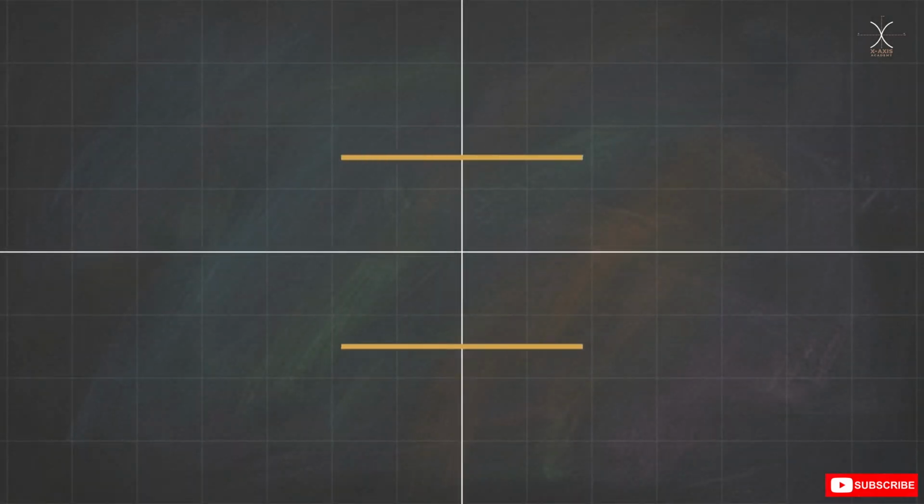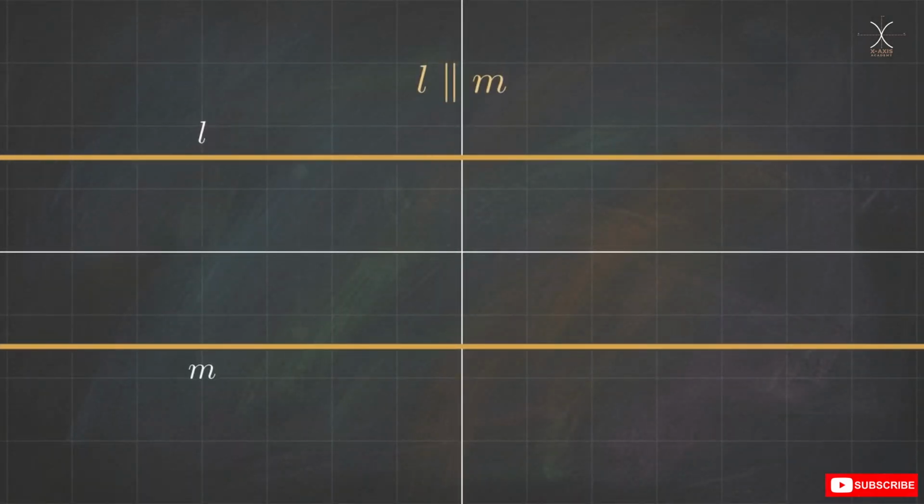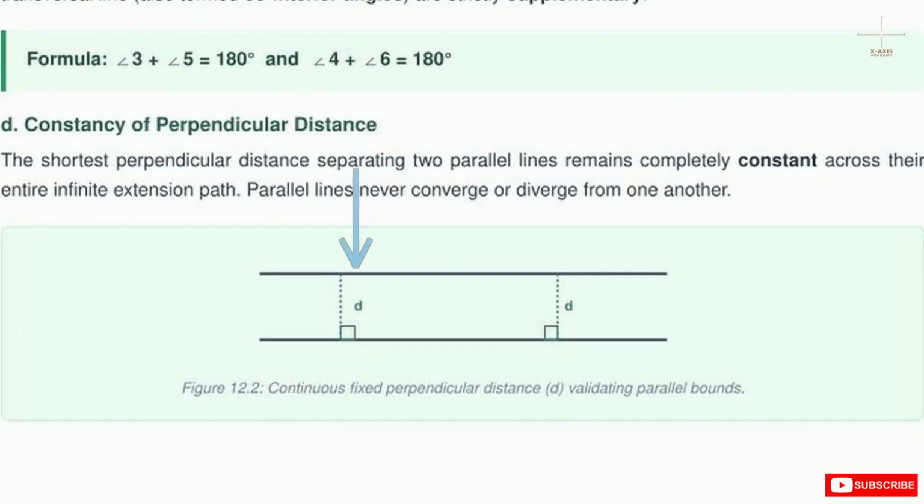By definition, parallel lines are straight lines that exist on the same plane and never cross. Regardless of how far they are extended in either direction, they will never intersect. This diagram shows why. The perpendicular distance, labeled d, between these two lines remains constant at every point, preventing them from ever converging or diverging.